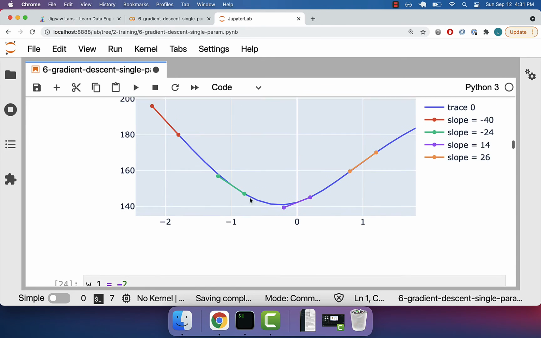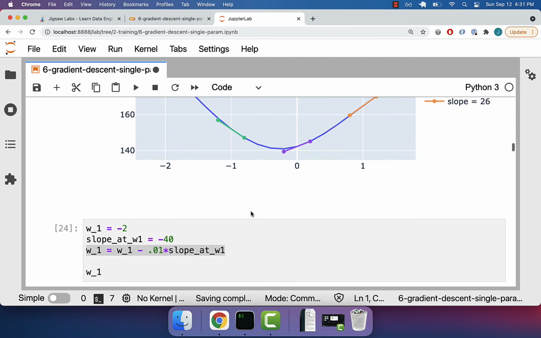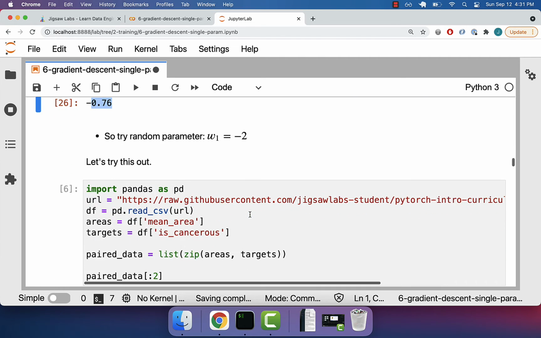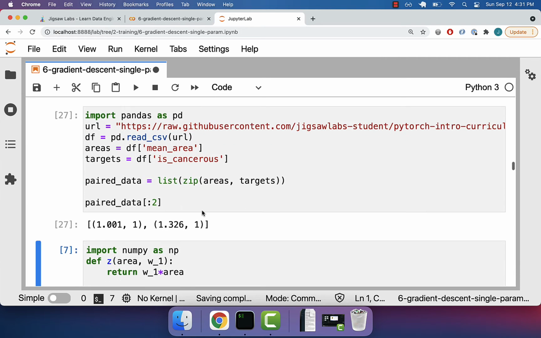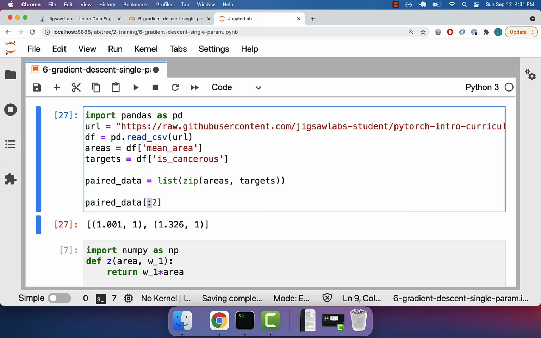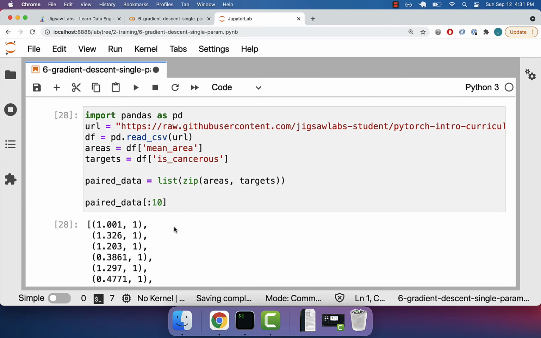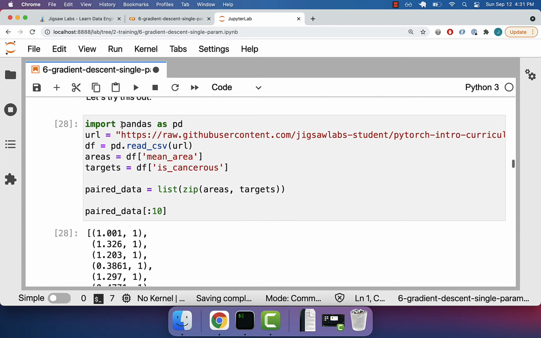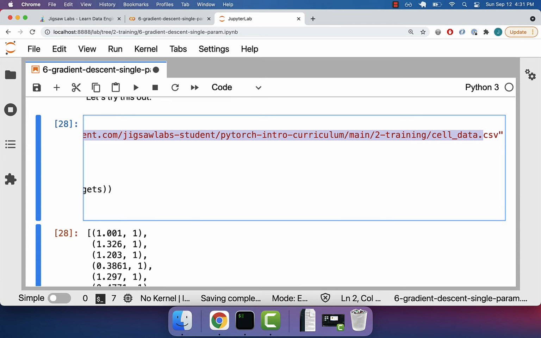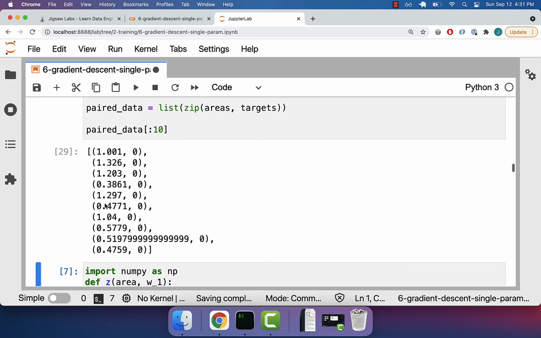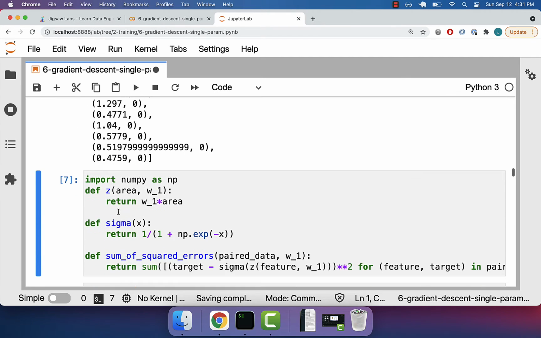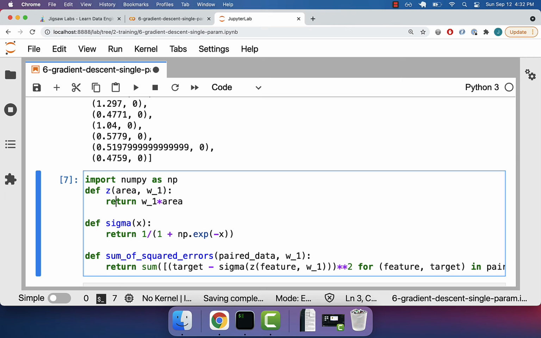Now, just to show you this in action and how well this can work, I wrote out some functions for us. We can try this on our real data. So this is our paired data again. These are all the observations of our cancer cell. Let's use this, okay, better. And then we defined basically our hypothesis functions again. So this is our linear function. This is our activation function. This is the sum of the squared errors.